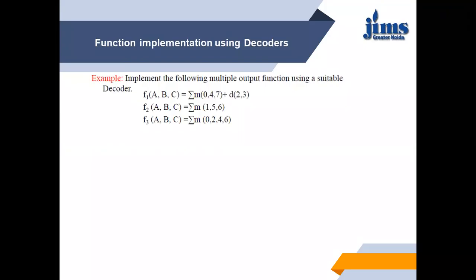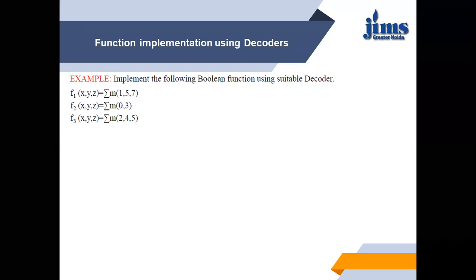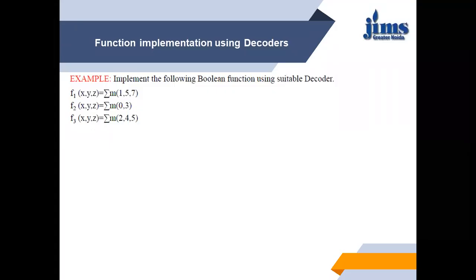You can try some example yourself here. Suppose I implement the Boolean function using a suitable decoder. We have three inputs. F1 is X, Y, Z. F2 is X, Y, Z again. F3 also. For F1 we have minterms 1, 5, 7. For F2 we have minterms 0, 3. For F3 we have 2, 4, 5. These are the minterms we have to implement with the help of the decoder.